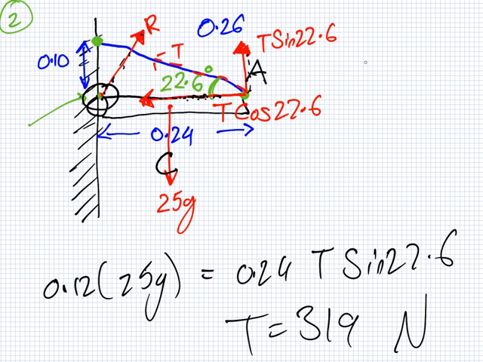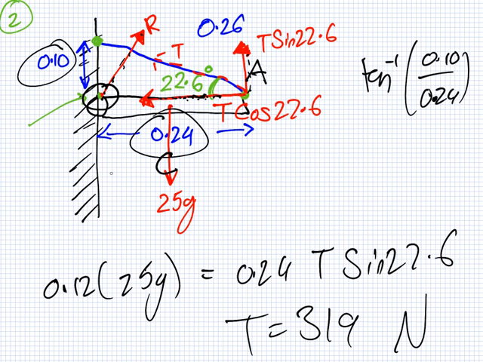This is tan inverse of 0.10 over 0.24. No, 10, sine. I use a different one. That's fine. You should get the same angle. Yes.